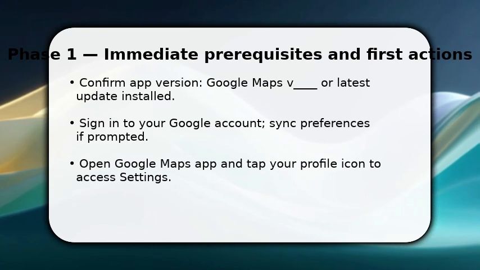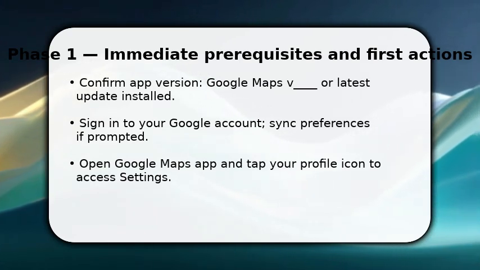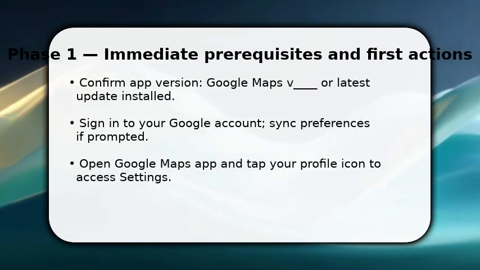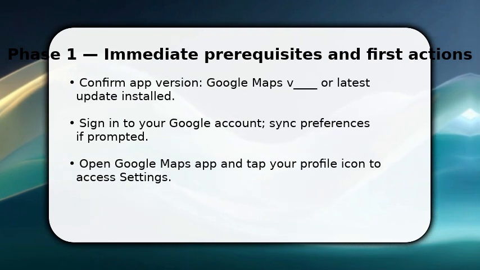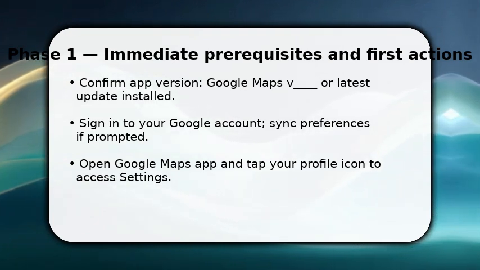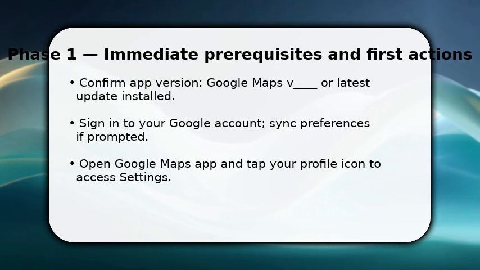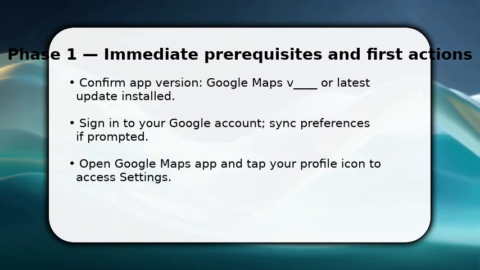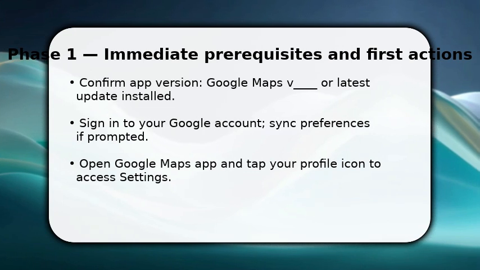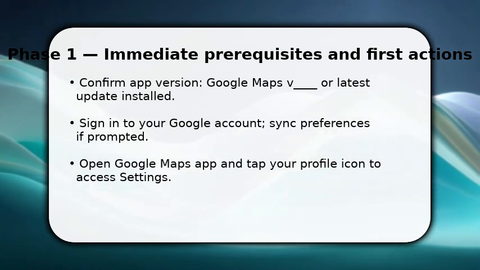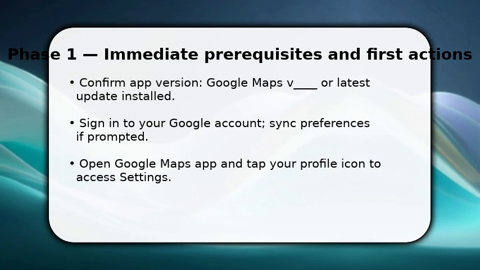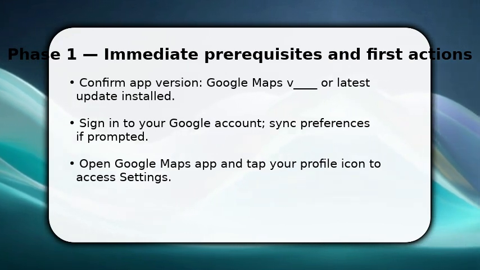You start by verifying prerequisites and then begin. Open Google Maps and tap your profile icon. Make sure you are signed in. Sync settings if needed. Once done, choose settings from the menu and look for the display or theme section, sometimes under navigation settings. If you're on Android versus iPhone, the labels differ slightly, but the path is the same.